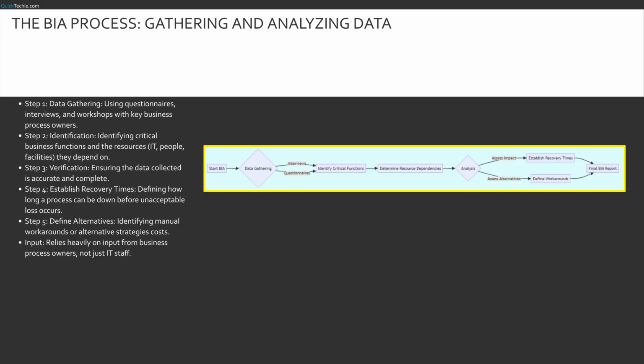This flowchart outlines the BIA lifecycle. We begin with data gathering, utilizing interviews and questionnaires. This inputs into identifying critical functions. Note that we must also determine resource dependencies. Processes don't run in a vacuum. They need servers, people, and buildings. This leads to the analysis phase, where we branch into two tasks: establishing recovery times and defining workarounds. All of this consolidates into the final BIA report, which will guide our strategy.